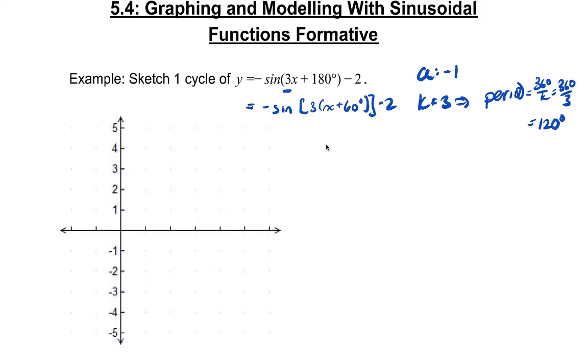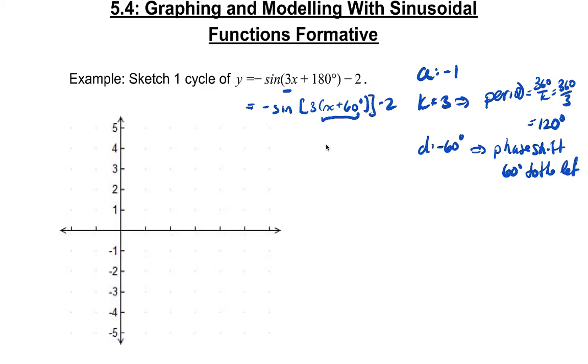The next value we're going to look at is D, which is in this case minus 60. Remember, this is what makes the inside of our bracket 0, what value of x makes that 0. So it's going to be negative 60. So this implies a phase shift of 60 degrees to the left.